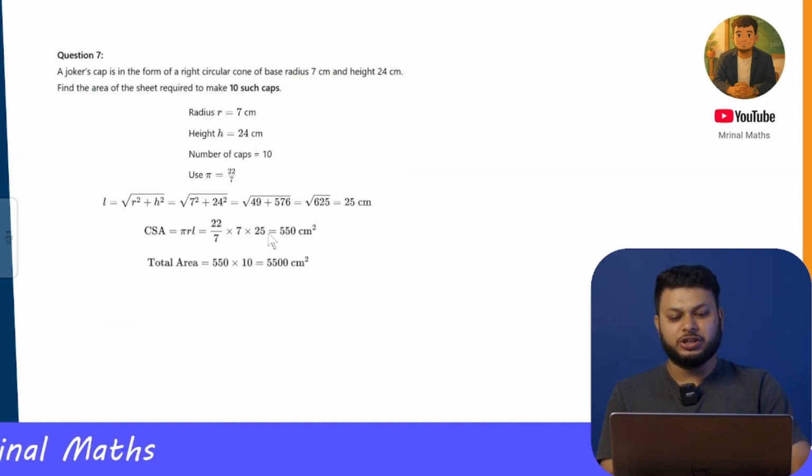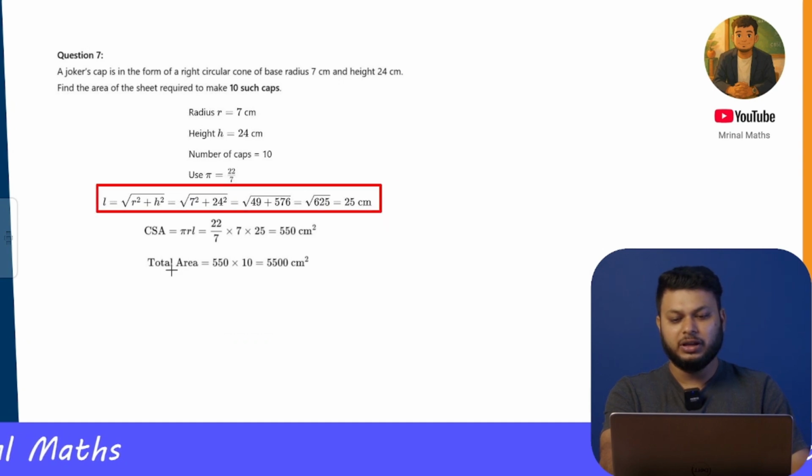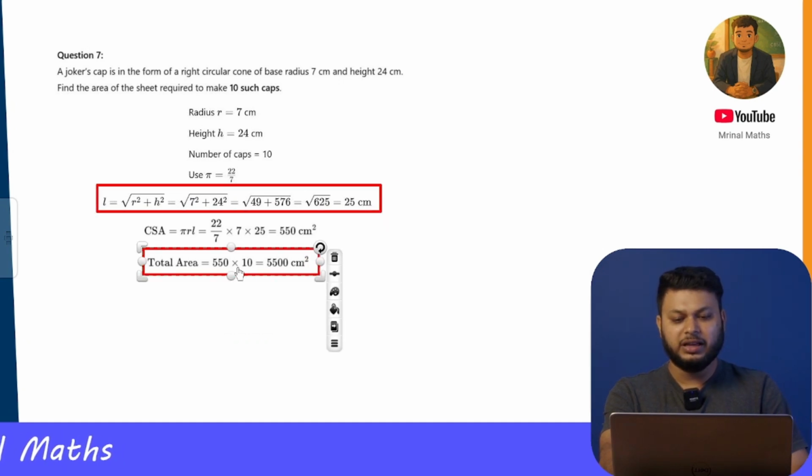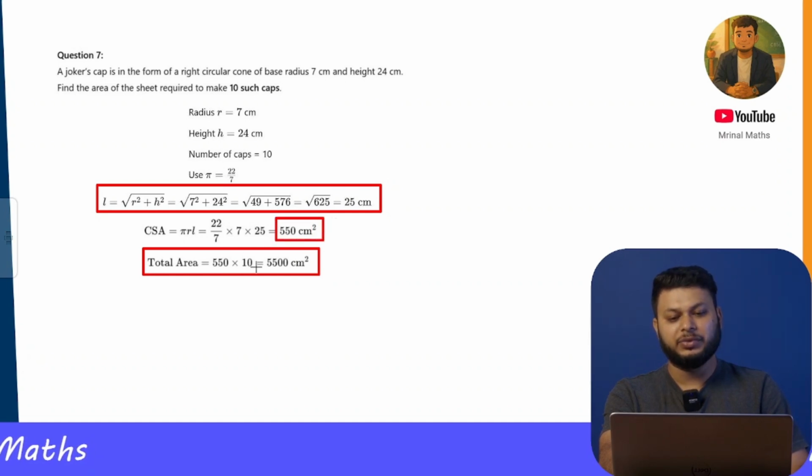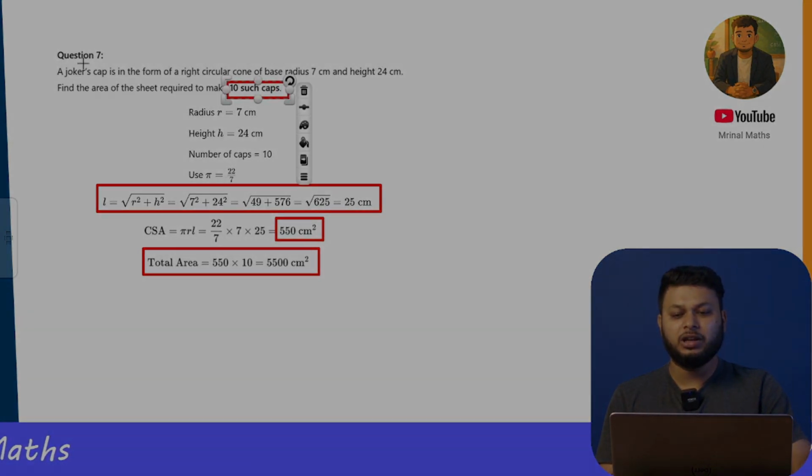Look at the calculation here. As you see, the l value found out is 25. The total curved surface area is 500 centimeter square, times 10. So this will give you the total area of 10 joker caps.